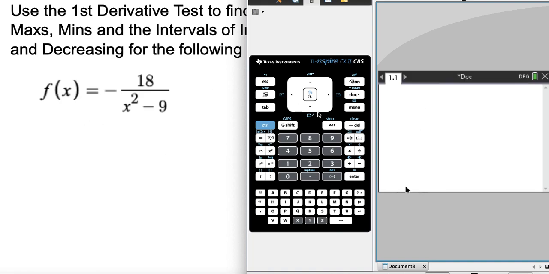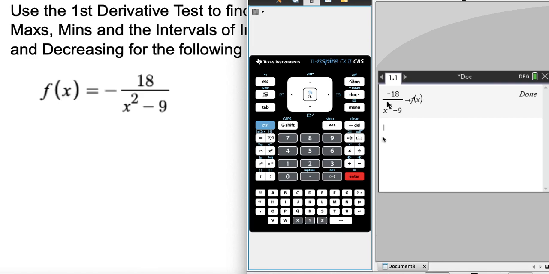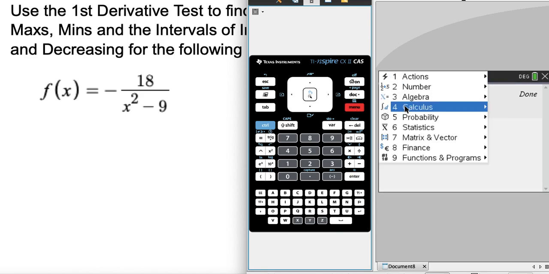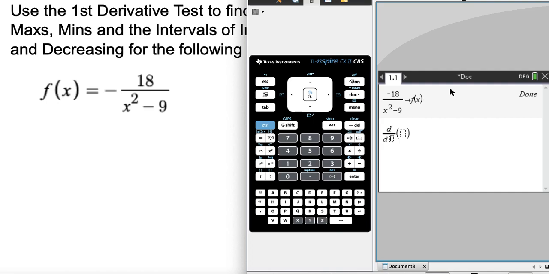And now I can go ahead and save this as f of x. So I'm going to have a negative here. And you want to use this negative button right here to make sure you enter it right. And then I have a fraction, so I'm going to say 18 divided by x squared minus 9. Okay, so I'm going to go ahead and save that as f of x. Okay, so I have that stored as f of x, and now I'm going to take the derivative. So I'm going to go to Menu, Calculus, Derivative.